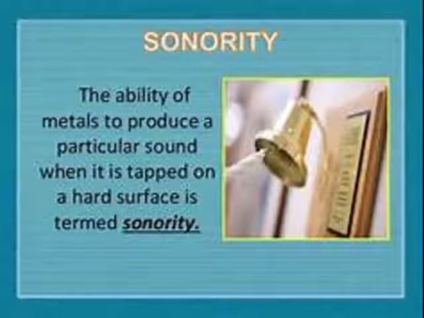Now, these are all the properties of metals. So let's revise the properties. First is its physical state, luster, hardness, ductility, malleability, conduction of heat, conduction of electricity, density, melting point and boiling point, and last is sonority. So these are all the properties of metals we have seen.